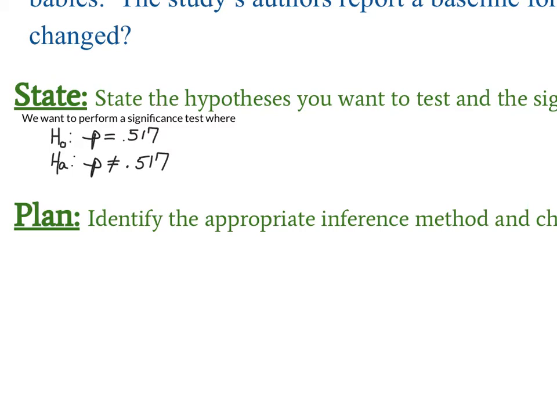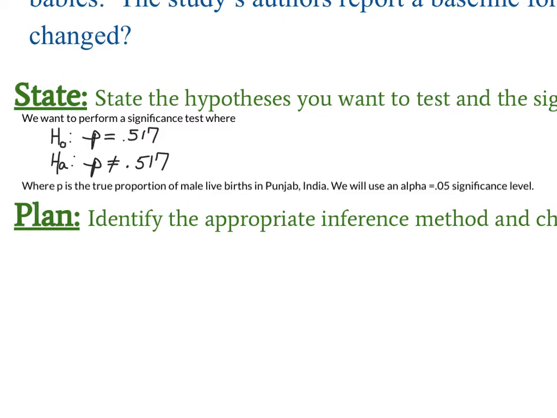And I'm going to state now what p represents. So I'm going to say where p is the true proportion, now I'm talking about my parameters, so what my population is, of male live births in Punjab, India. It's not the whole world, it's just that region. And I'm going to state my alpha level, where we will use an alpha equals 0.05 significance level. Now it's difficult in this software for me to write alpha, but you can, of course, write your Greek letter alpha equals 0.05.